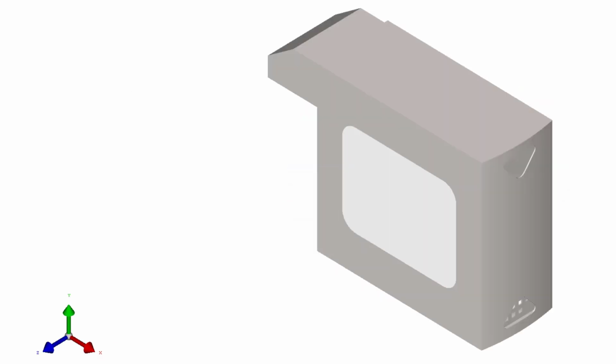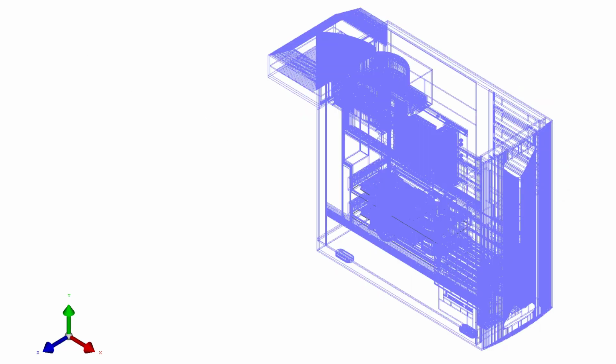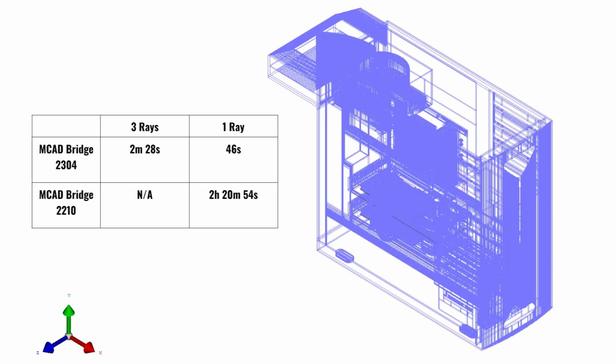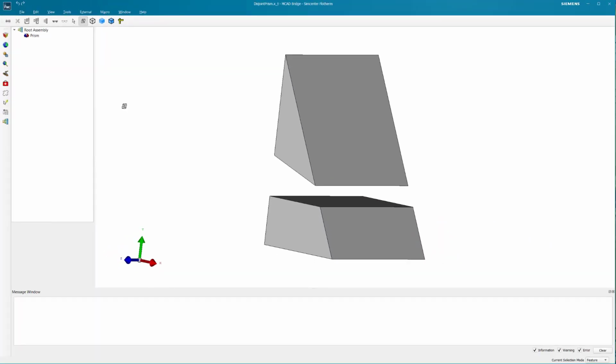It is worth noting that voxelization has had a significant increase in speed. Even though using 3 ray directions is slower than using 1, this new version of MCAD Bridge is much faster than previous versions. So while in this example the 3 ray option took over 3 times as long as the 1 ray option, the 2 minute and 28 seconds is still 57 times faster than the previous version using just 1 ray for voxelization.